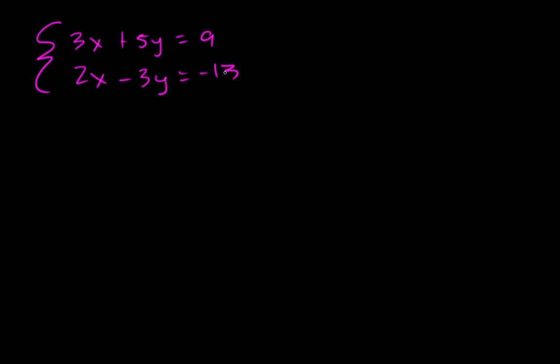Alright, so they ask us to reduce this system using row reduction. Hence, describe the relationship between the pair of lines. Okay, so we put this into a matrix: 3, 5, 9, 2, -3, -13.